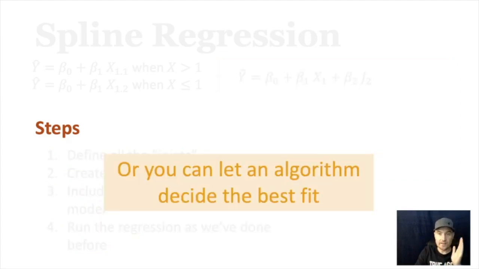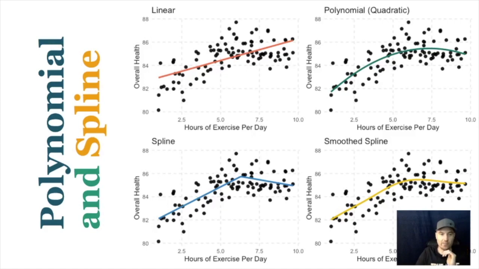You can always let the algorithm decide the best fit. That's fine. Sometimes that can overfit, sometimes it's great. And there are some ways that we can do that, and we'll show a few in the in-class examples. But I want you to consider this situation, this example.